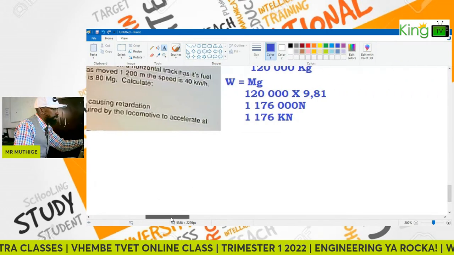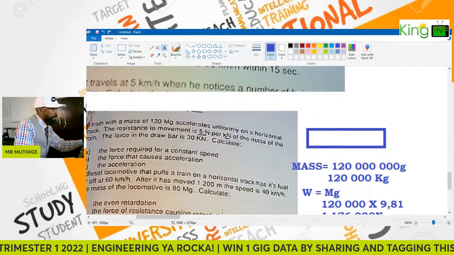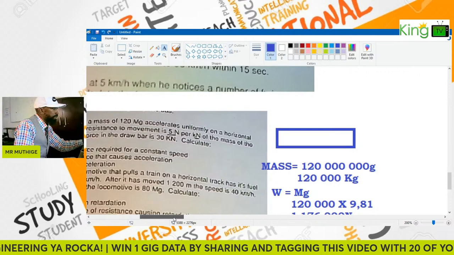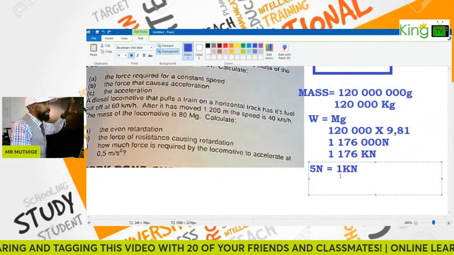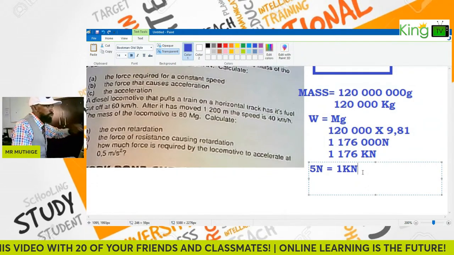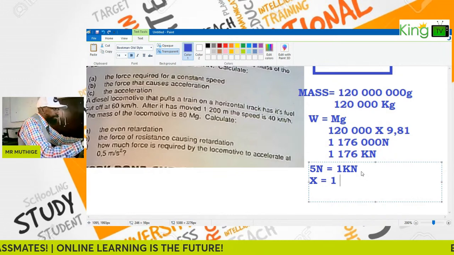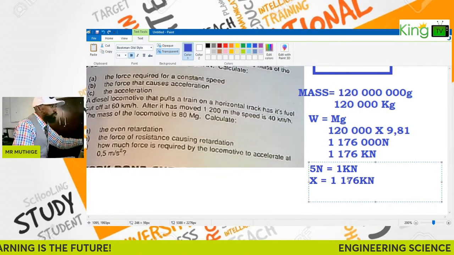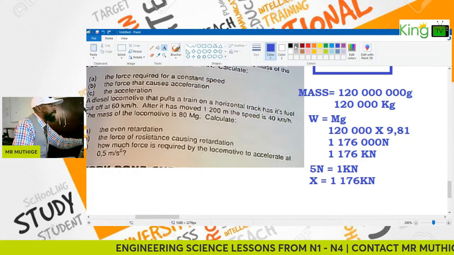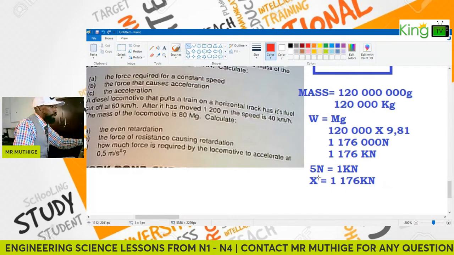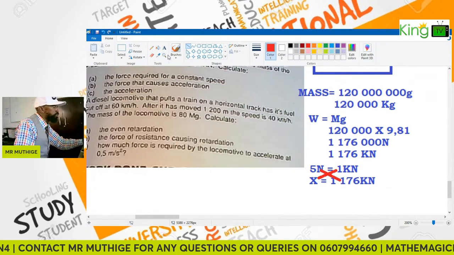Now I take that away and then I come and put it here. I'll probably shift this to the side. I want to make more space. But nonetheless, I'll put it here. And then that is the story that we've been given: the friction is 5 newton per 1 kilonewton. So x over 1,176 kilonewtons. You cross multiply. And then the answer becomes x is equal to?